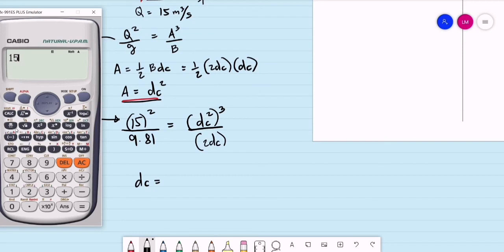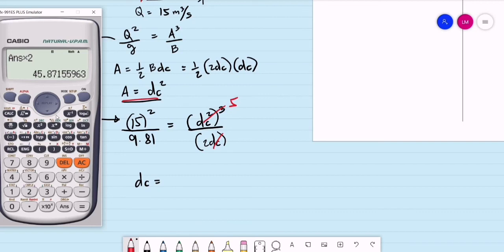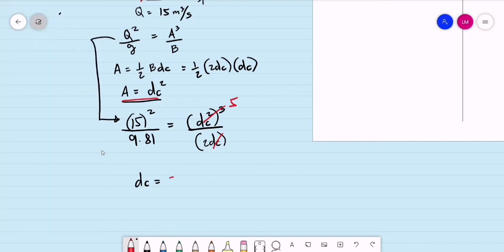So, this is 15 squared divided by 9.81 times 2. Yun, mag-simplify nga muna tayo dito. So, cancel yung critical depth. 3 times 2 is 6 minus 1. So, magiging 5. So, yung value na to ay raised to 1/5. Is 2.149. 2.149 meters. That will be the critical depth. And double check natin. Okay, so ito na yung ating critical depth, 2.149 meters.